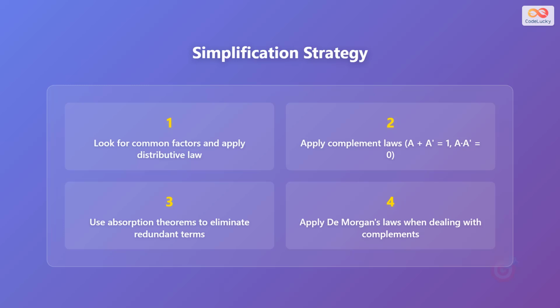Here is a suggested strategy that you can use to approach simplification problems. Start by looking for common factors and applying the distributive law. Next, apply complement laws such as a plus a prime equals 1 and a multiplied by a prime equals 0 to simplify terms. Then, use absorption theorems to eliminate redundant terms. Finally, apply De Morgan's laws when dealing with complements to further simplify the expression.